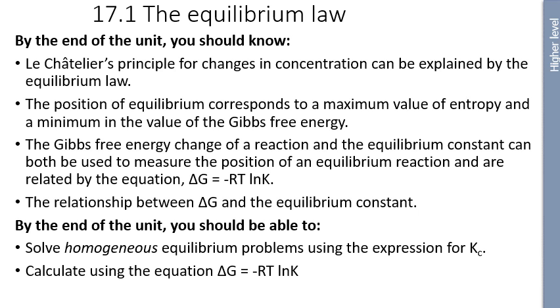By the end of the unit you should know how Le Chatelier's principle is related to the equilibrium law, how the position of the equilibrium corresponds to a maximum value of entropy or disorder and a minimum value for the Gibbs free energy, and that the Gibbs free energy change of a reaction can be used along with the equilibrium constant using an equation which we're going to be looking over, and the relationship therefore between delta G, the change in Gibbs free energy, and the equilibrium constant.